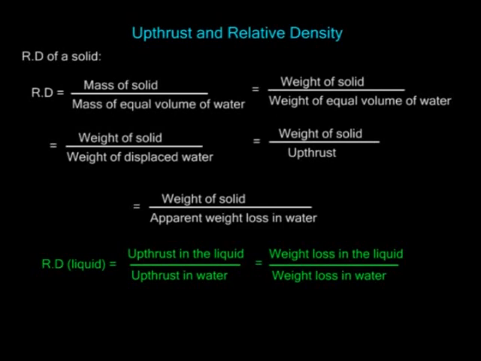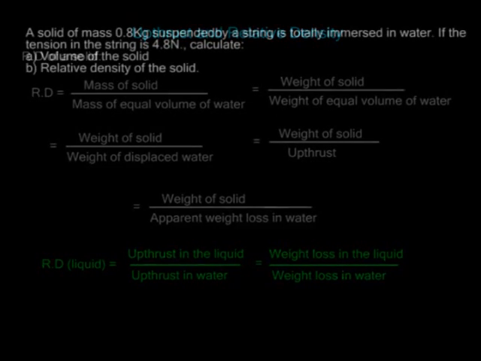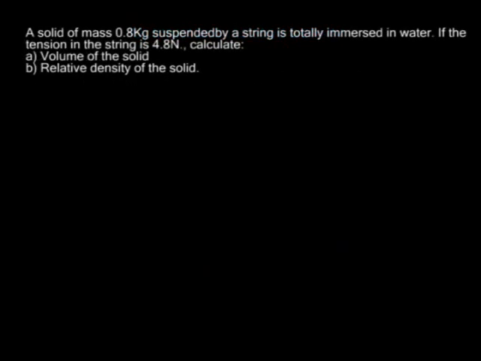Take an example. A solid of mass 0.8 kilograms suspended by a string is totally immersed in water. If the tension in the string is 4.8 newtons, calculate A. the volume of the solid and B. the relative density of the solid.